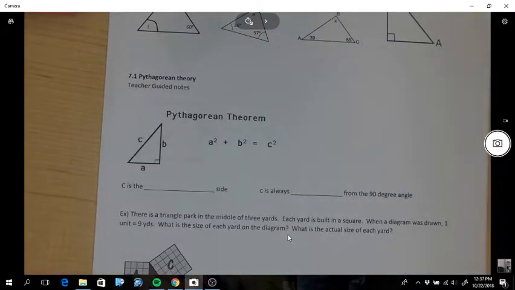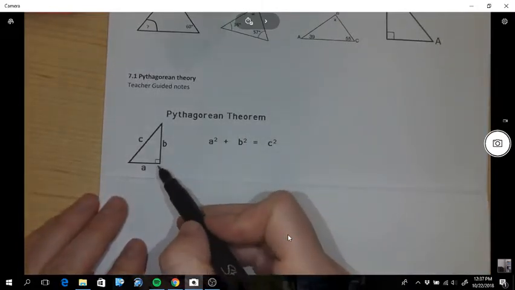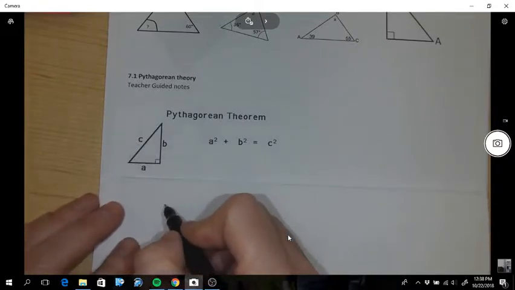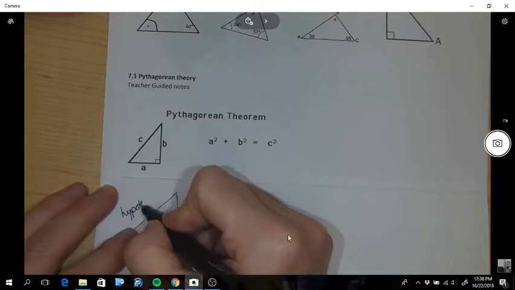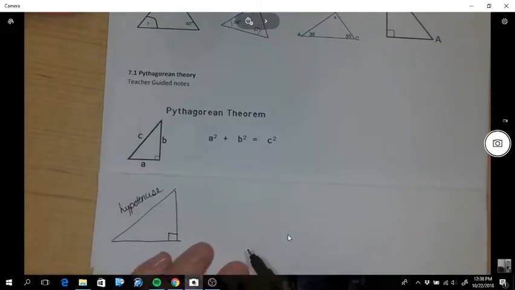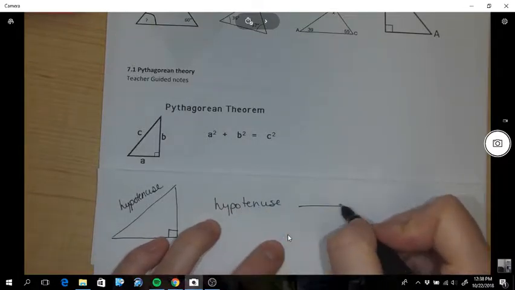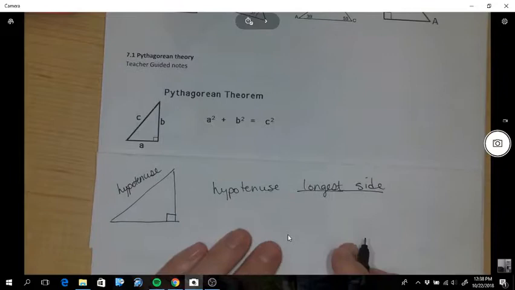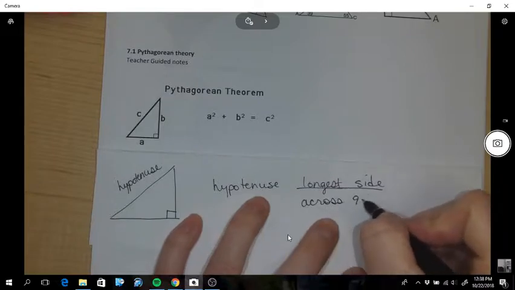Okay, Pythagorean theorem. Let's talk about it. First of all, you need to understand that in a triangle, the location of the right angle and the side across from it is called the hypotenuse. So the hypotenuse is always the longest side. Okay, that's one thing to know about it. Always the longest out of the three, and it's always across the 90 degrees.